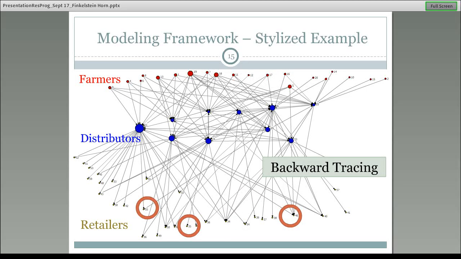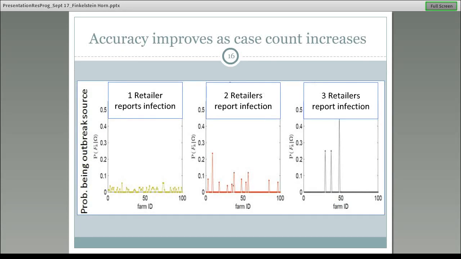and we want to formulate a backward tracing problem where, given these observations, and given our knowledge of the structure of the network and the flows through the network, we want to determine which of the set of farms could have possibly reached those 3. And of that set of possible farms, what is the probability that those possible farms provided to those 3 retailers? And what that can look like, we can see in these 3 figures here.